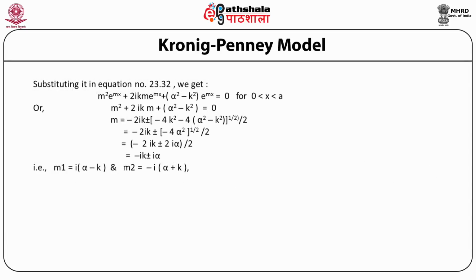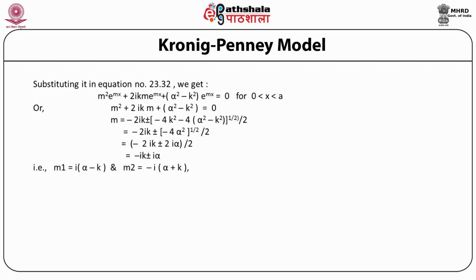Substituting it in equation number 23.32, we get m² e^(mx) plus twice ikm e^(mx) plus (α² minus k²) e^(mx) is equal to 0 for 0 less than x less than a, or m² plus twice ikm plus (α² minus k²) is equal to 0. So m is equal to minus twice ik plus minus [minus 4k² minus 4(α² minus k²)]^(1/2) upon 2, which is equal to minus twice ik plus minus [minus 4α²]^(1/2) upon 2, which is equal to minus twice ik plus minus twice iα by 2, which comes out to be minus ik plus minus iα.